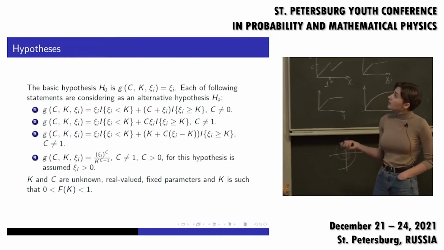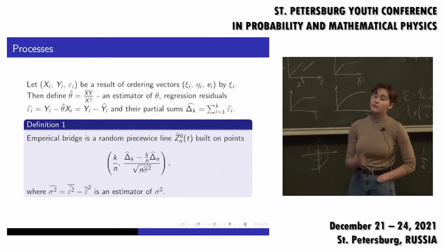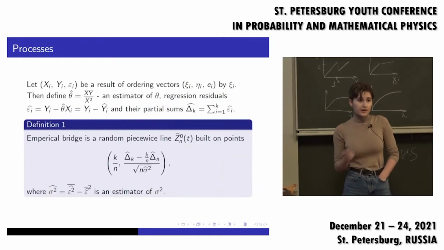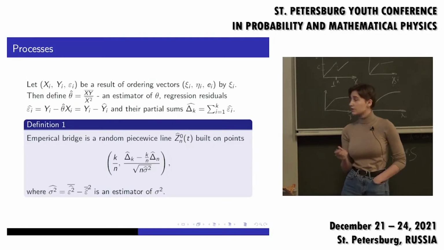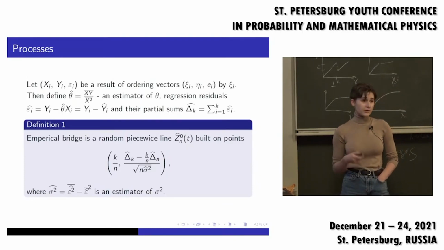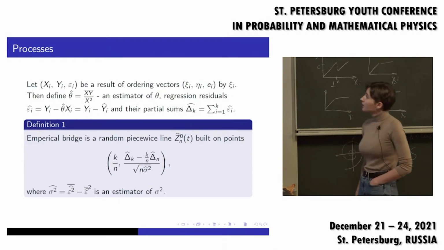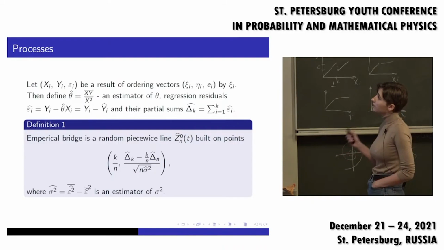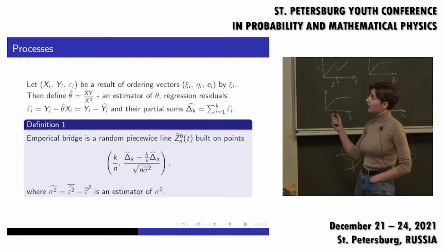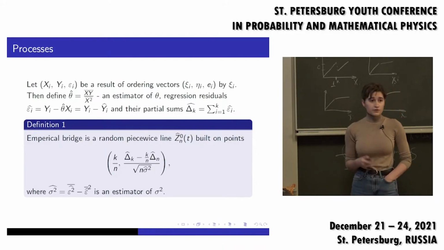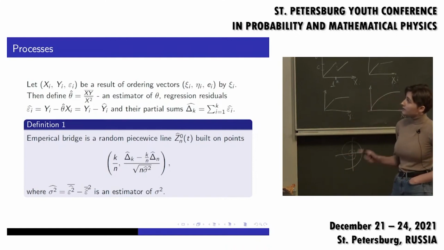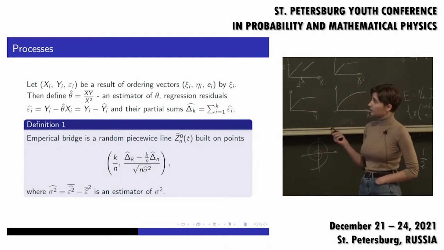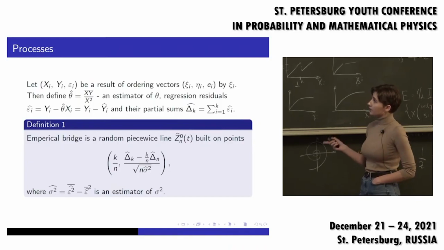Okay, let's go to the tests. Before we speak about tests, I need to define some processes by which my tests will be constructed. Let xi, y_i, and epsilon_i be the result of ordinary vectors xi_i, eta_i, e_i by the first component. Then define theta with hat. It is an estimator of theta. Define regression residuals xi with hat, and their partial sums delta_k with hat.